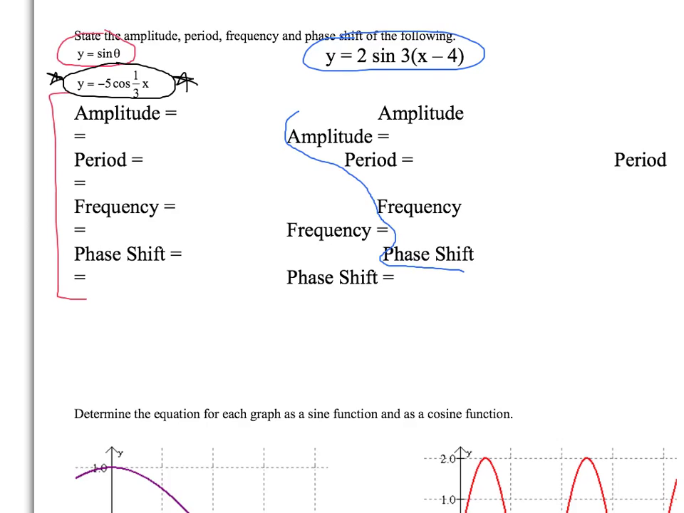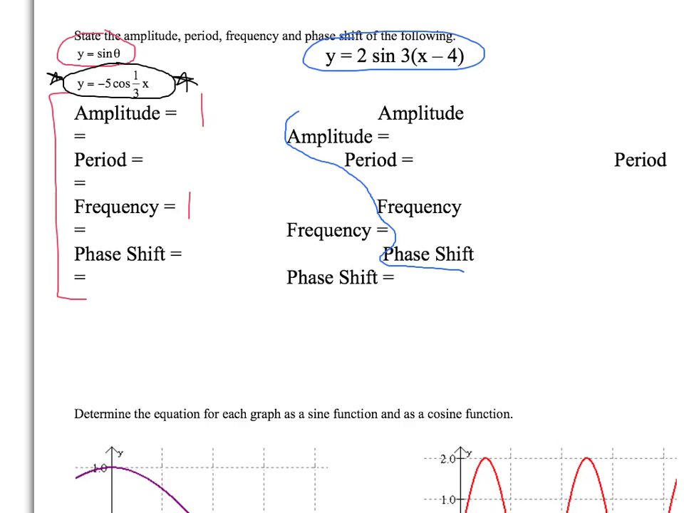So if y equals sine theta, the first thing I look for is the number in front of sine. The number in front of sine is 1. That's my amplitude. Then I look at the number in front of the variable, in this case the theta. The number in front of the variable is going to be my frequency. So that's a 1.